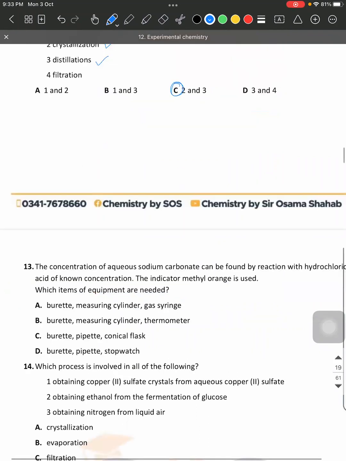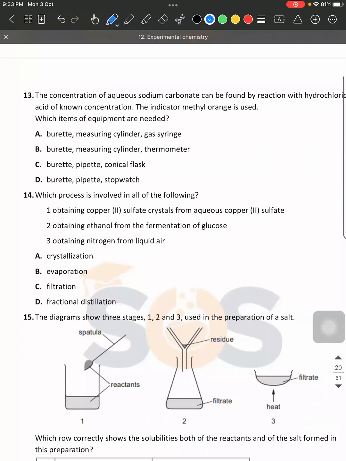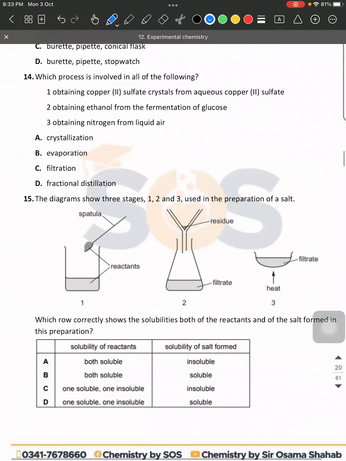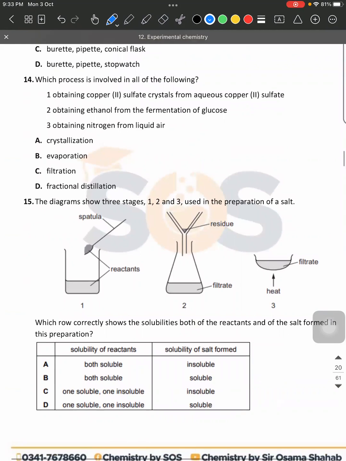Very good. Then in this one, they are asking for titration, so I'm not talking about this one right now. Which process is involved in all of the following? Obtaining copper sulfate crystals from aqueous copper sulfate, right? So it is actually crystallization, right? Then obtaining ethanol from fermentation of glucose. This is a different thing.